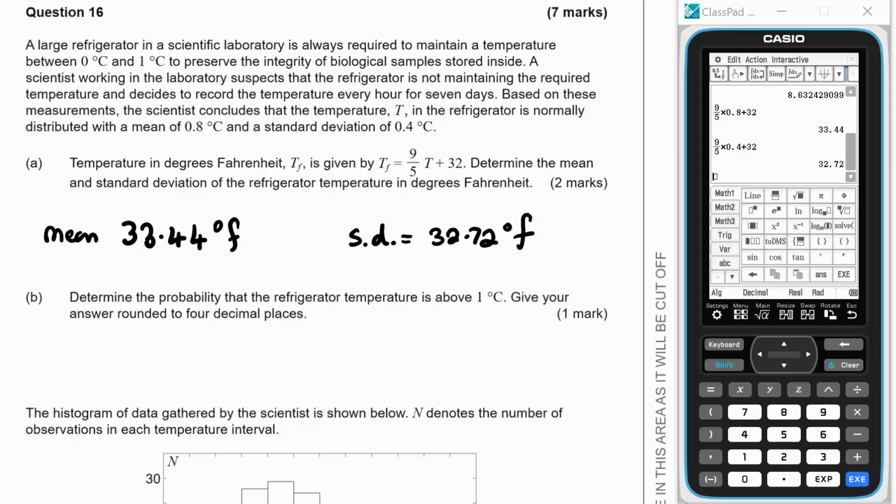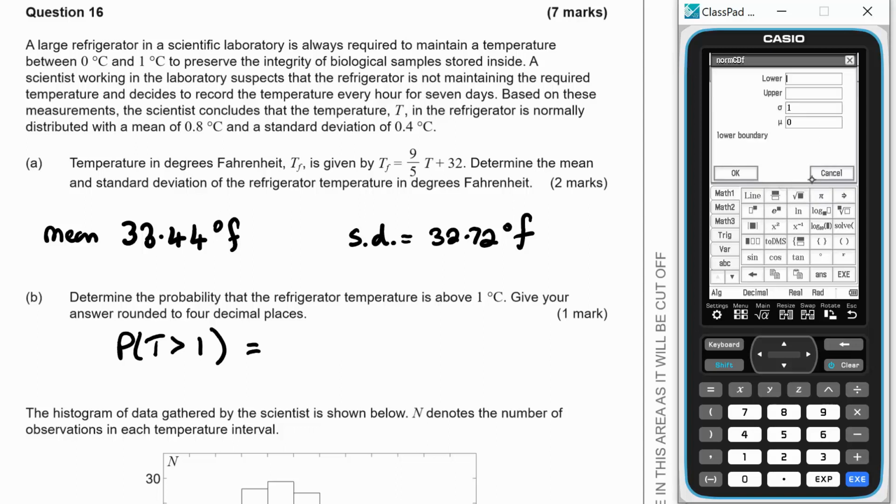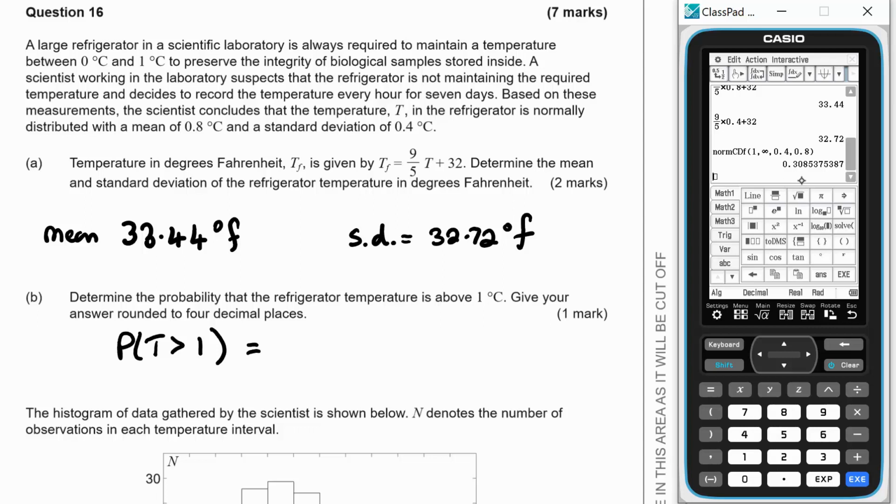Determine the probability the refrigerator temperature is above 1 degree Celsius. Give your answer rounded to 4 decimal places. Okay, so we're just after the probability that the temperature is more than 1. Normally distributed, so we're going from 1 up to infinity. And our sigma was 0.4 and our mean was 0.8. And so that's 0.3085. There's quite a big probability of it being outside the range.